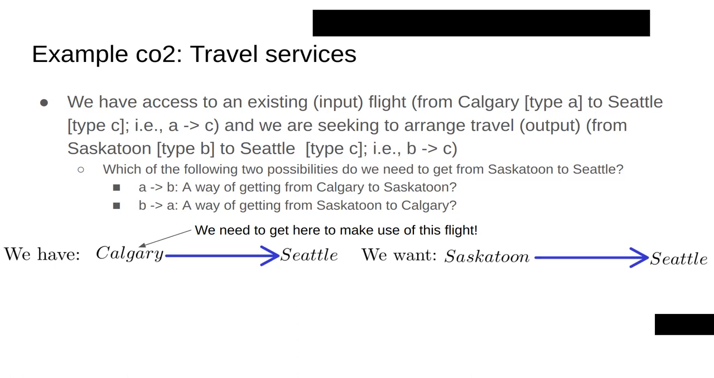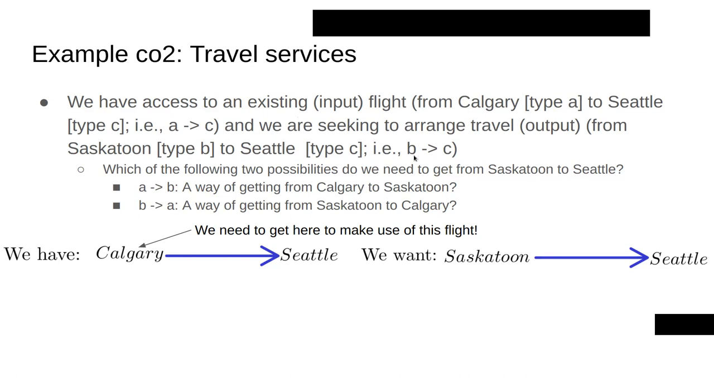Now, Saskatoon is on the input side. It's the prerequisite. It's the thing we need, the precondition that we need to have in place. And we know there's another flight from Calgary to Seattle, so the precondition for that is being in Calgary. So what do we need? Do we need something that gets us from Calgary to Saskatoon to take advantage of this? Or do we need something that goes from Saskatoon to Calgary? Something goes from B to A. What do you think?